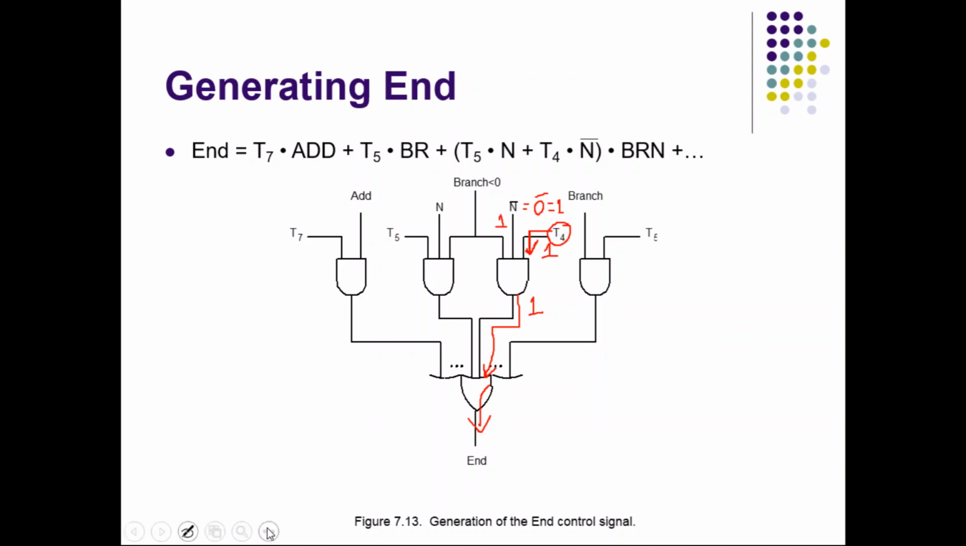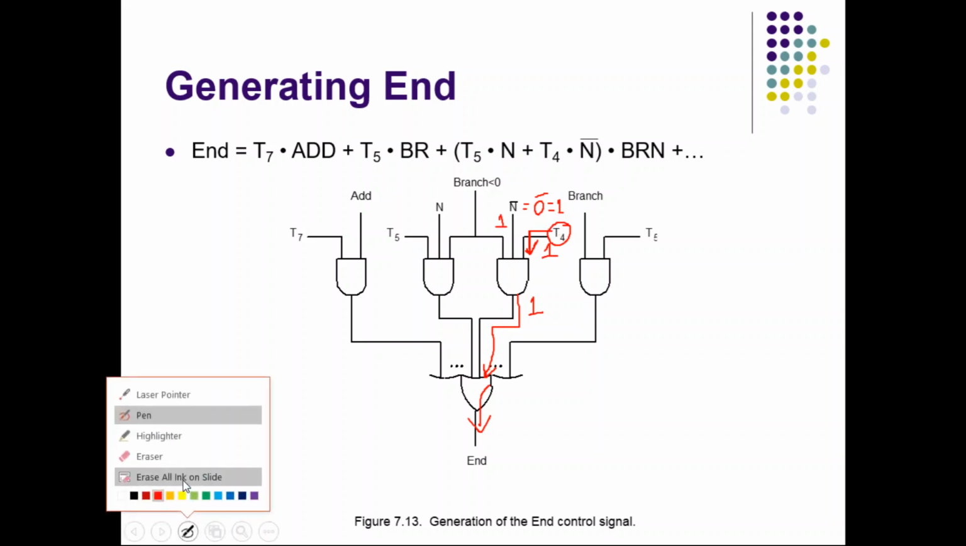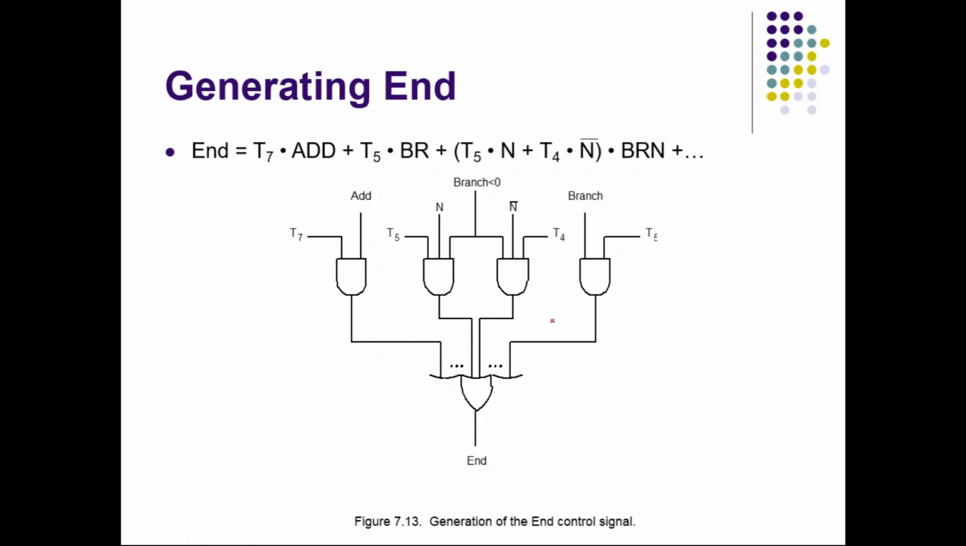But see the case where n is 1. If n is 1, then this will become not of 1. Not of 1 is 0. Now also assume T4 is executing.